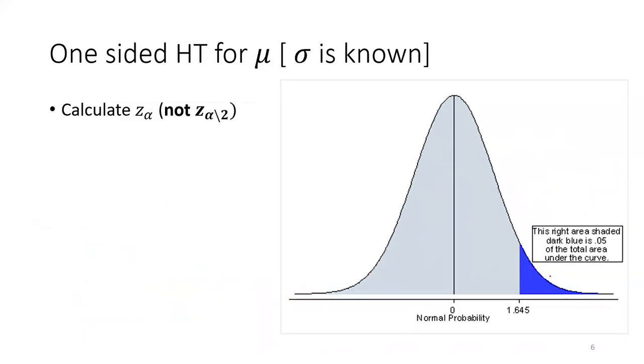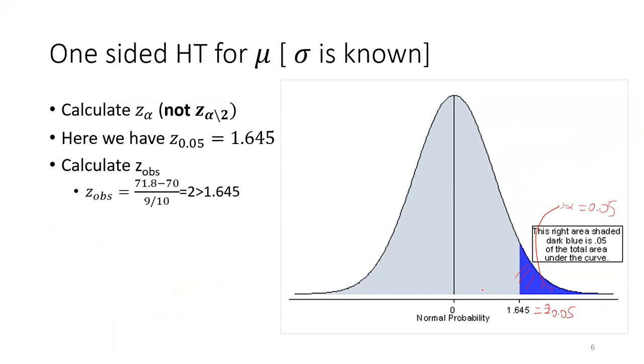Since alpha is equal to 0.05, the area here is alpha, equal to 0.05. Hence this is z sub 0.05, which is equal to 1.645. Well, what is z observed? Let's calculate it: 71.8 minus 70 divided by 9 over 10, remember, this is the square root of 100. That is equal to 1.8 divided by 0.9, which equals 2.